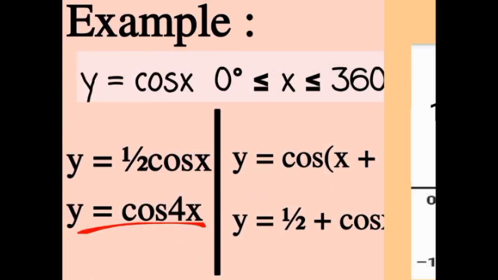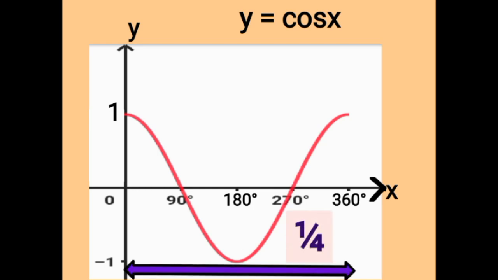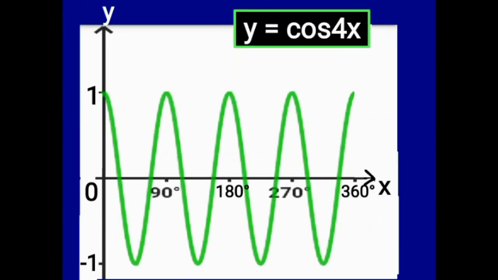This is the stretch of the graph y equals cos x by a scale factor of 1/4 in the x direction. All the x coordinates are divided by 4, you could say multiplied by 1/4, and hence this is the graph of y equals cos 4x.